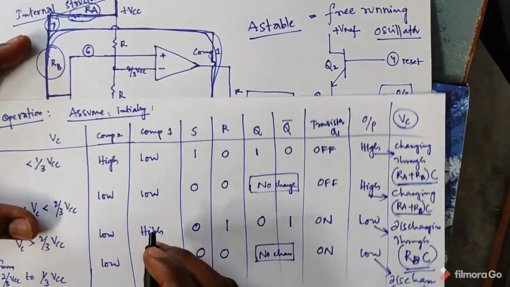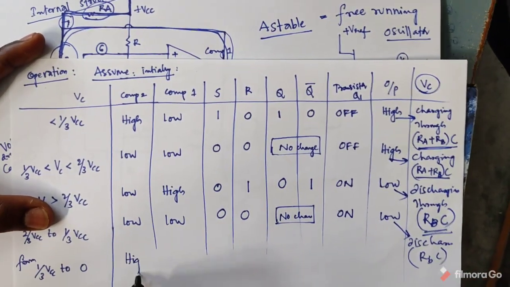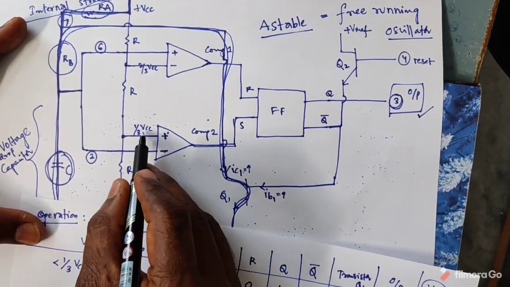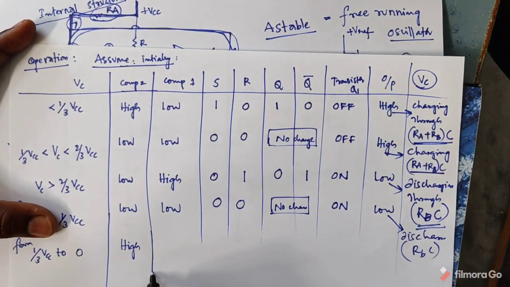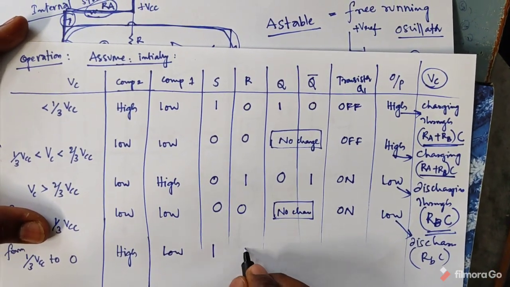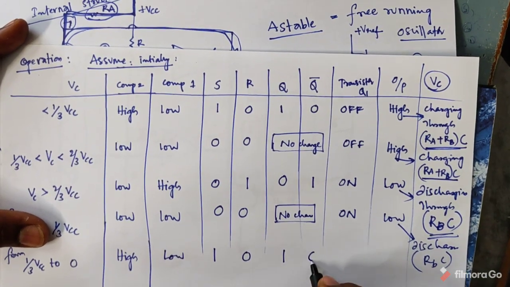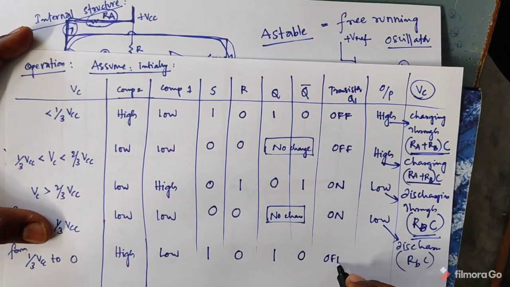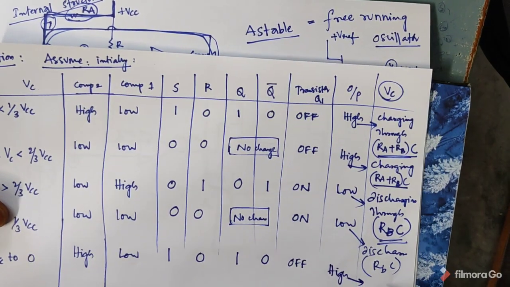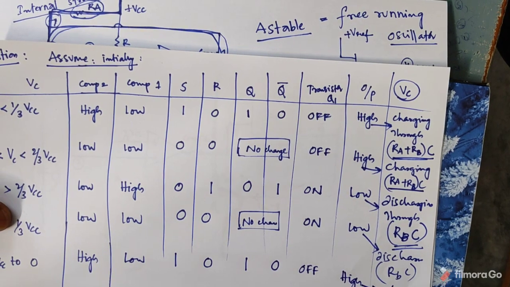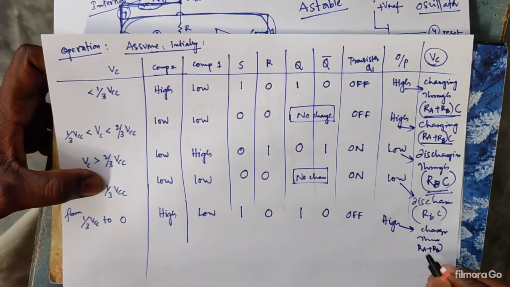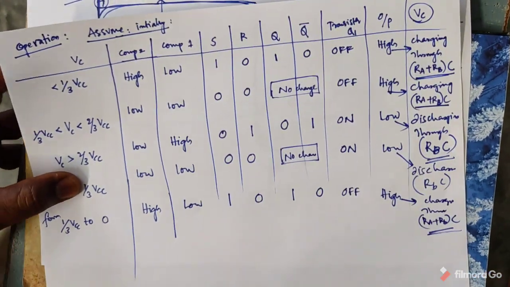For the first condition, comparator 2 is high, less than 1/3 of VCC. So positive terminal voltage is greater than negative terminal voltage, and comparator 1 value is low. S is 1, R value 0, Q value 1, Q bar value 0, transistor is off state. So the output is in high state. Once again, that is charging through RA plus RB to C value. That is the actual charging response.